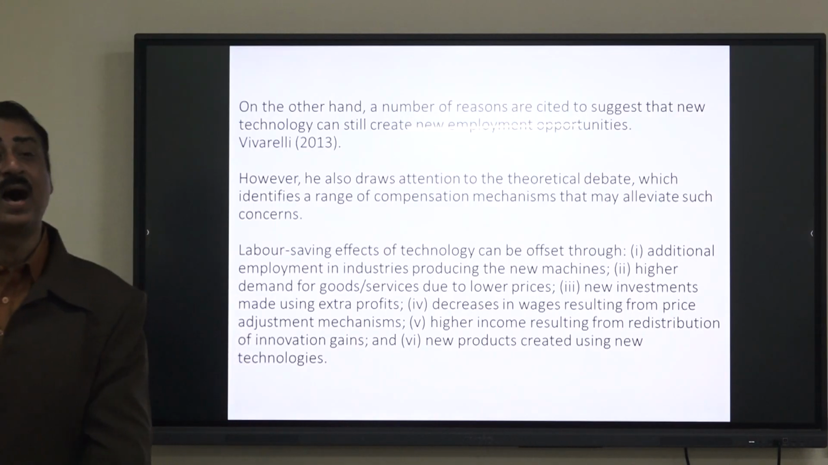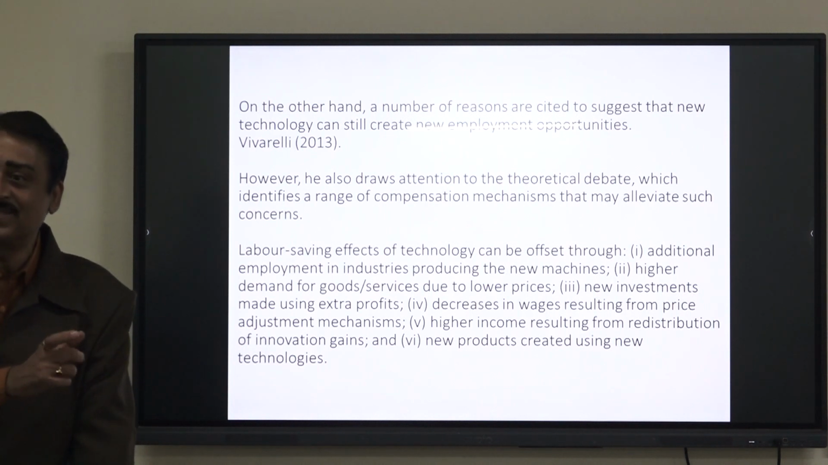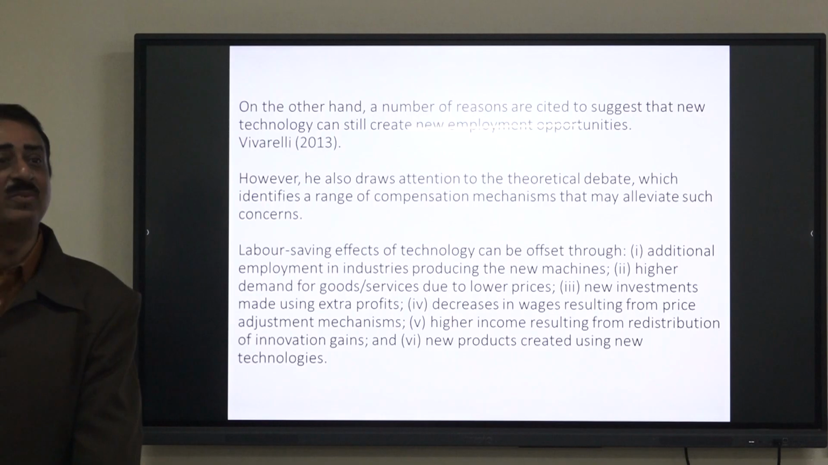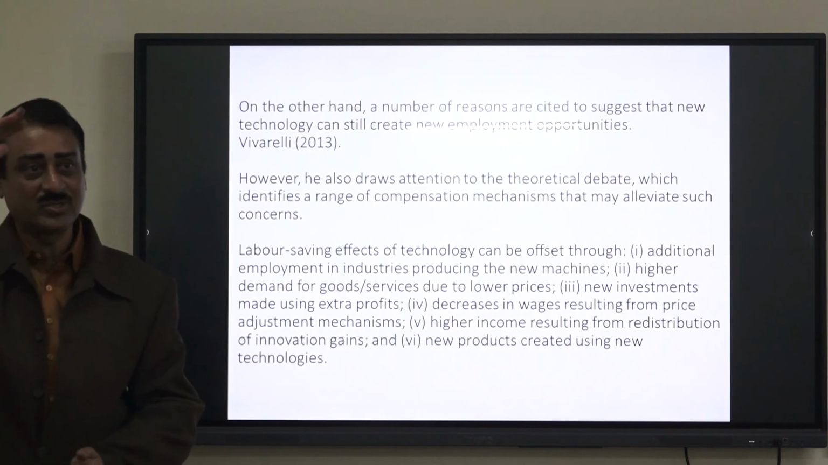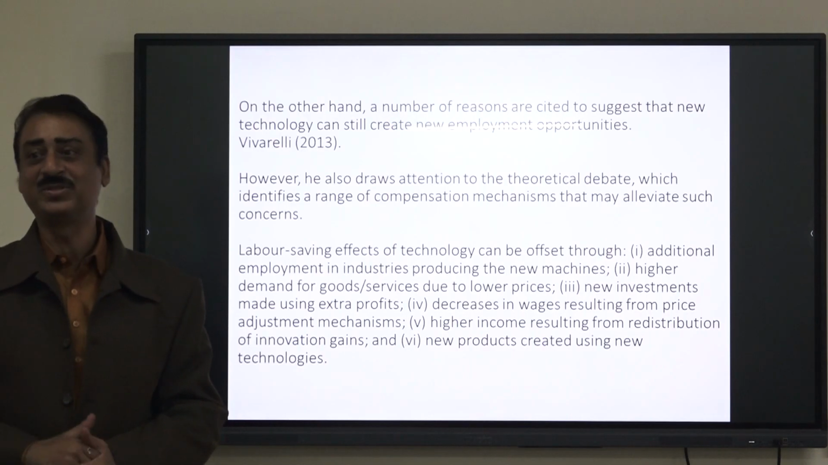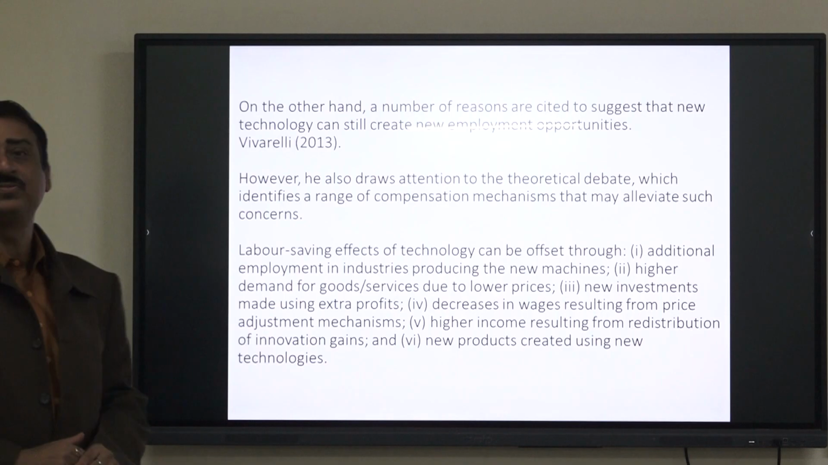Slowly they learned how these byproducts can be processed. So earlier, suppose they were manufacturing only X, now with those byproducts, they are able to manufacture Y as well. So X and Y both are being manufactured. So the cost of production has come down. In other words, total factor productivity growth is rising. So from that point of view, Vivarelli is very, very hopeful.